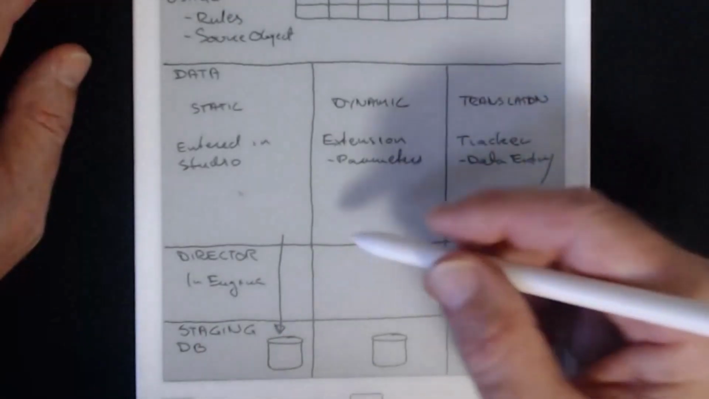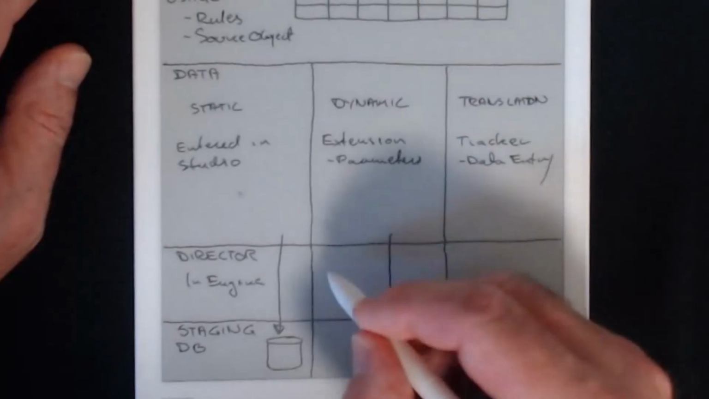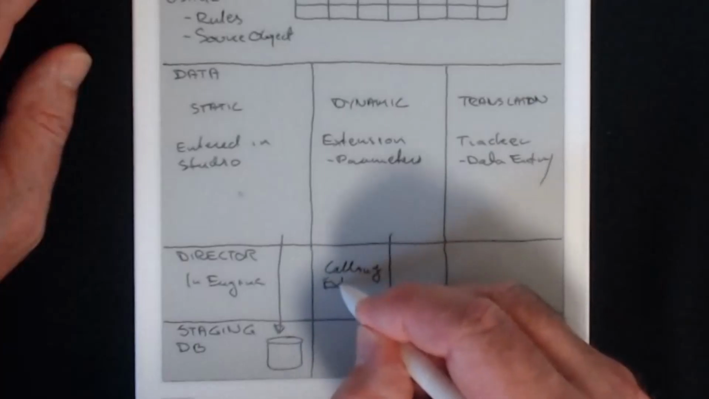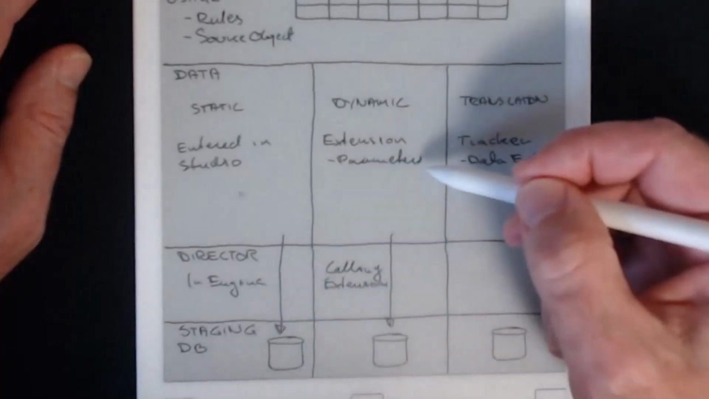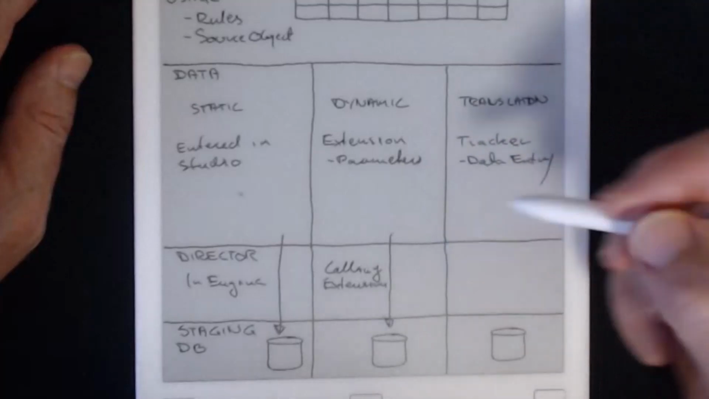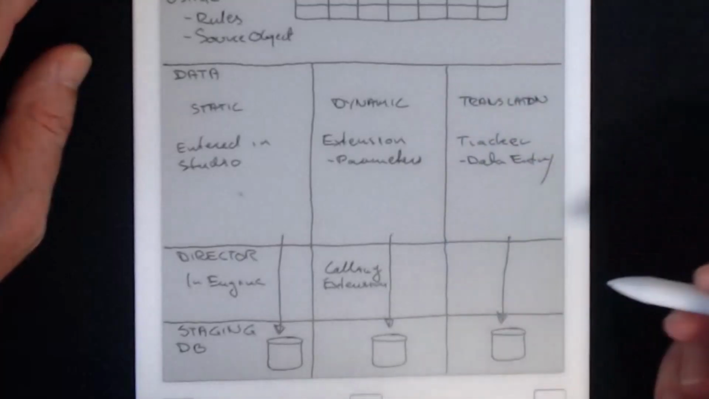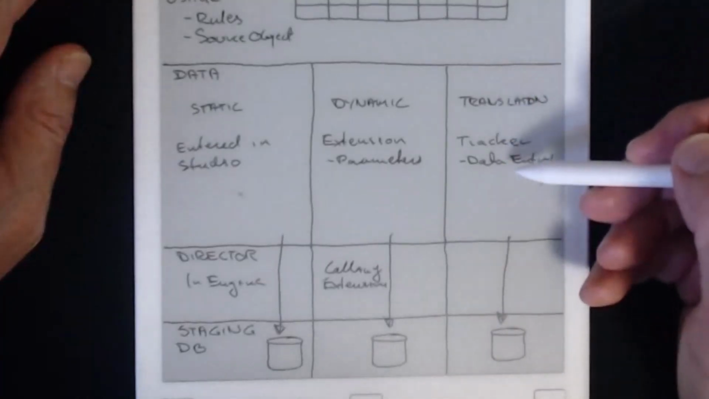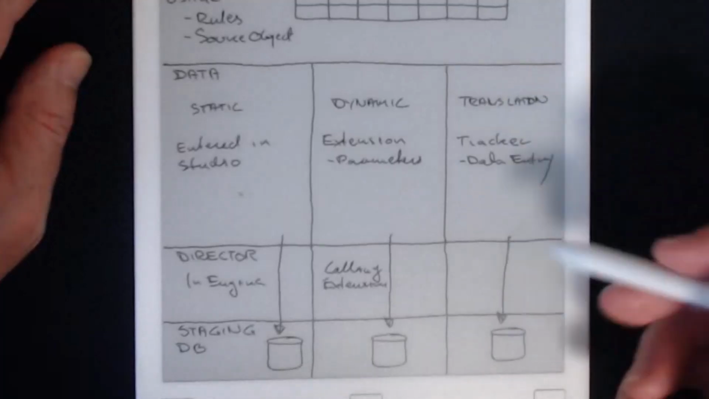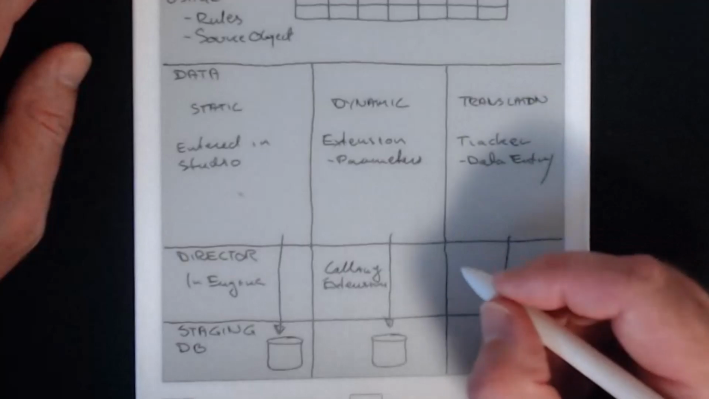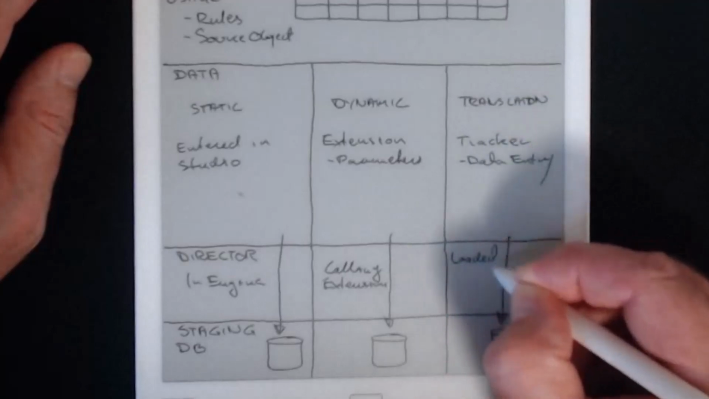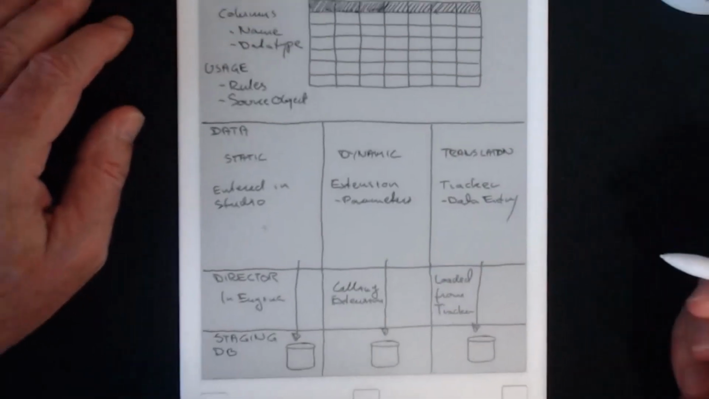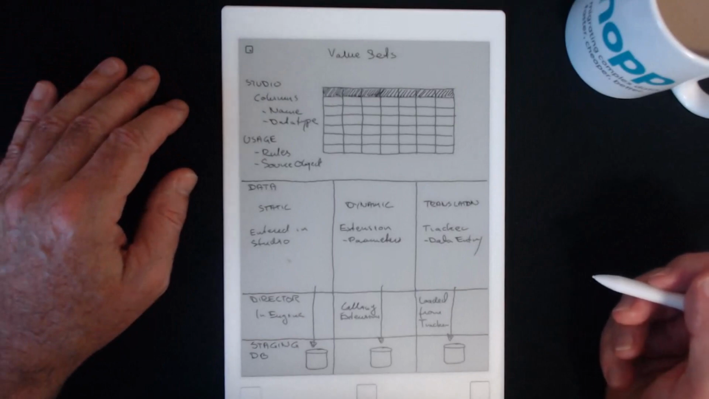A dynamic value set is loaded from the director by calling the extension with the current value for the parameters. And finally, for the translation, the table is loaded from the director by retrieving the data out of the Tracker web application and loading them into the table in the staging database. These are the value sets in MIGFX.